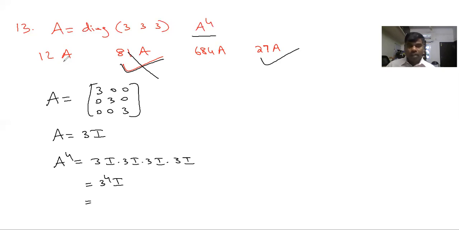So everywhere A is there, you need to match the 3 along with I. So the 3 power 3 into 3I. So 3I should be replaced with A later on, because all the options contain A. This is 27A, and this option.